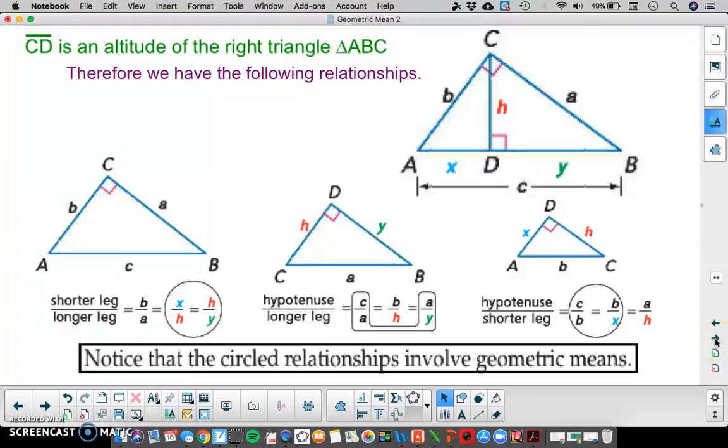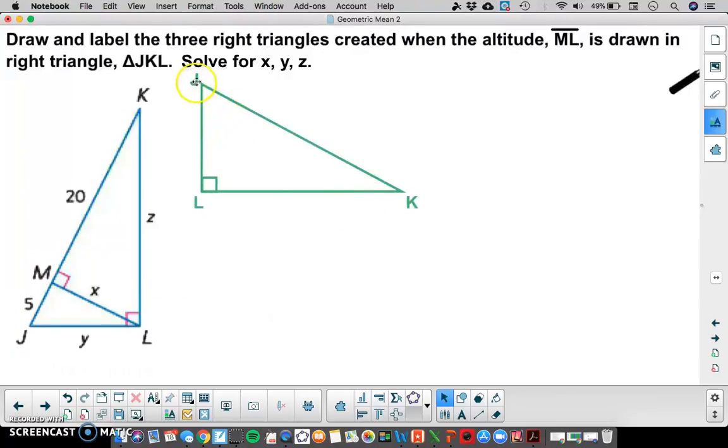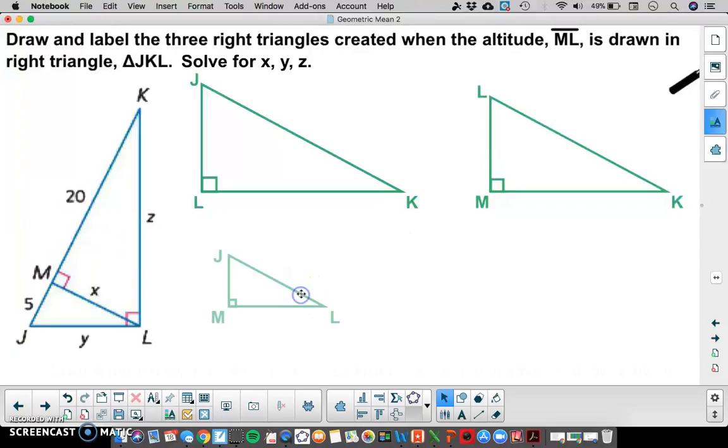First, let's practice with the three separate triangles. In this example, I want you to draw and label the three right triangles created when the altitude ML is drawn in the right triangle, and then solve for X, Y, and Z using proportion. So we have the three triangles, JKL, LKM, and JML.